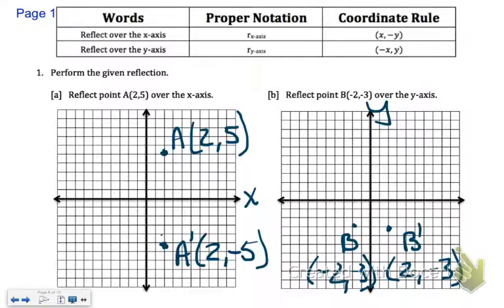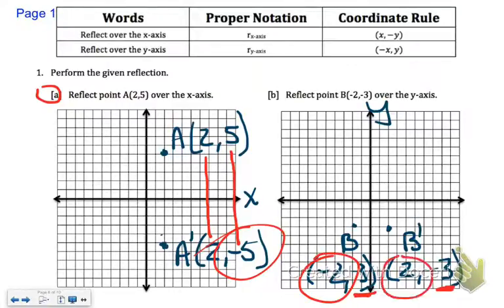Remember for our coordinate rule, in example A, when we reflected over the x-axis, the x values remain the same, but since we flipped over to the opposite side of our y-axis, we have negated its value. So we went from positive 5 to negative 5. And similarly, when reflecting over the y-axis, our y value would remain the same, and our x value, since it is on the positive side of our x-axis, is now at positive 2, negative 3.